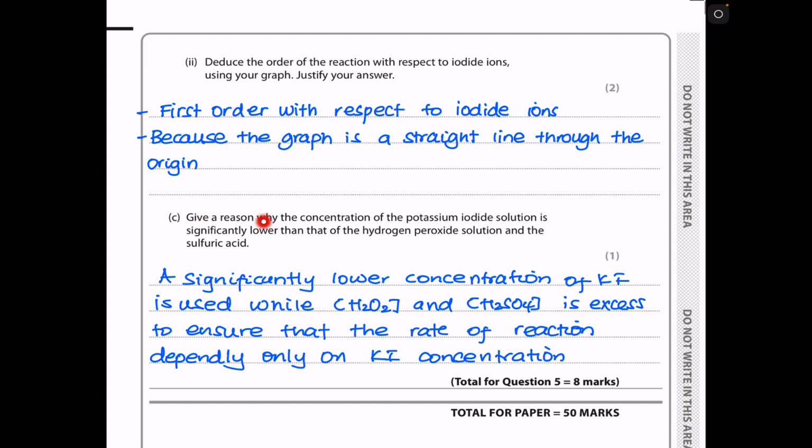And part C says give a reason why the concentration of potassium iodide solution is significantly lower than that of hydrogen peroxide solution and sulfuric acid. So in other words, the concentrations of hydrogen peroxide and sulfuric acid are a large excess compared to that of potassium iodide, and this is done so that the hydrogen peroxide and sulfuric acid do not limit the rate, meaning any changes that occur to the rate are going to be due to the changes in the concentration of potassium iodide. So I say a significantly lower concentration of potassium iodide is used, while the concentrations of hydrogen peroxide and sulfuric acid are in excess to ensure that the rate of reaction depends only on potassium iodide concentration.